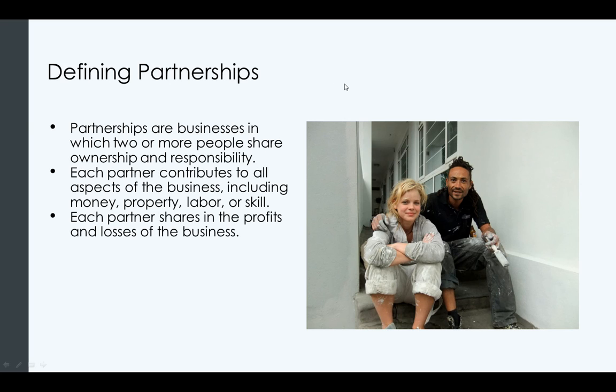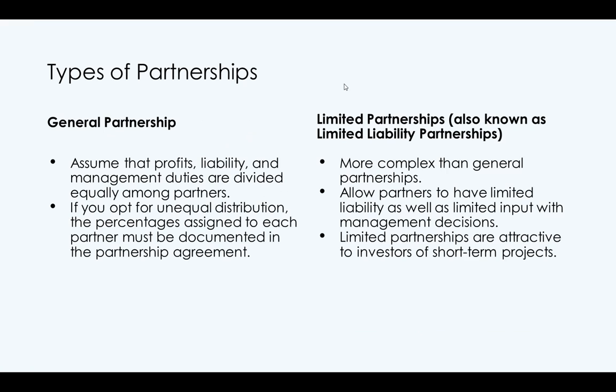A partnership is when there's multiple people, and it can involve 2, 4, 6, 8, 10. It can involve all kinds of people, 2 or more people that share in the responsibility. Each partner contributes to all aspects of the business: money, property, labor, skill. So all the different parts that go into it, each partner is going to be involved, especially if it's a general partnership. Each partner shares in the profits and losses of the business. But based on the partnership deal, the paperwork that you originally create the partnership with, you can divide that up into different percentages. It doesn't have to be 50-50, for instance.